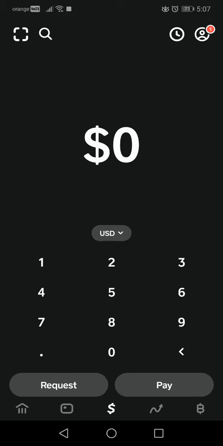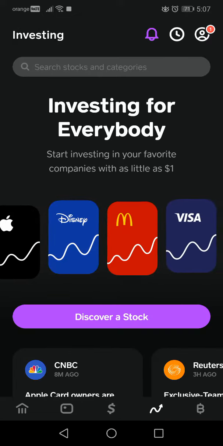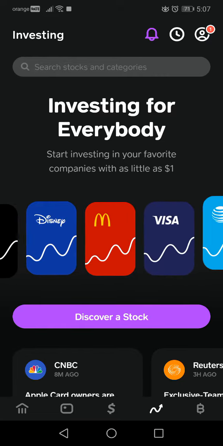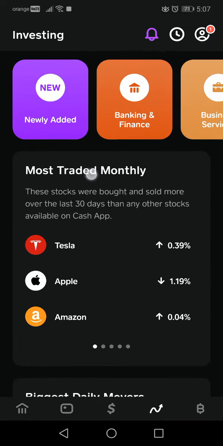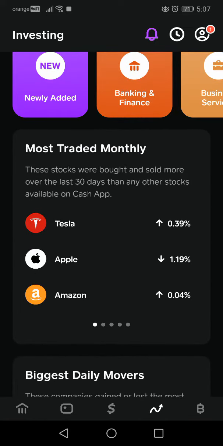But first of all, you want to go to this little arrow button here when you open the Cash App. And this is the stock trading section. And if you scroll down a little bit, here you will see this panel which says the most traded monthly. These stocks were bought and sold more over the last 30 days than any other stocks available on Cash App.